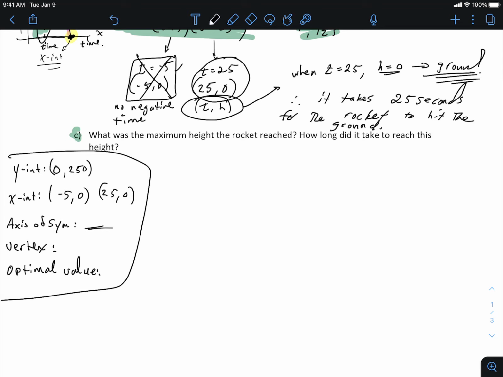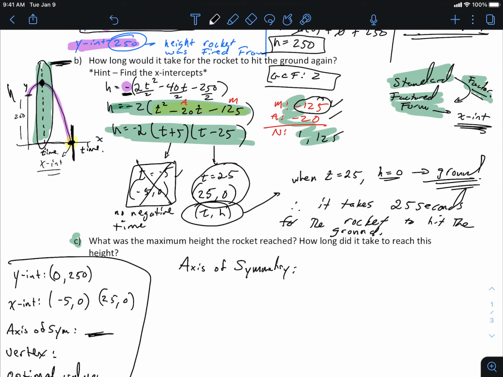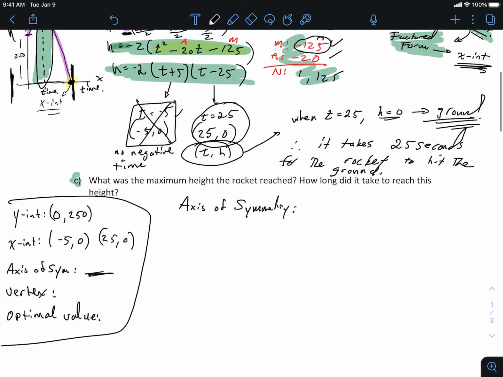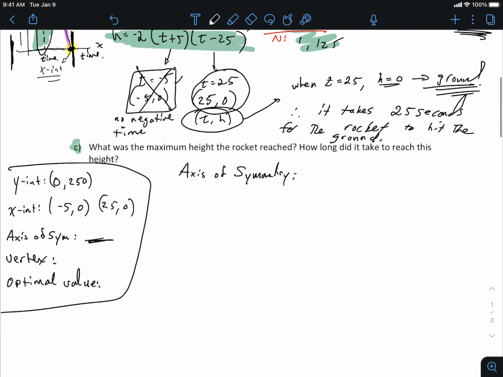I'm after this axis of symmetry. How do I find the axis of symmetry? We found it by looking at the middle of the two x-intercepts, right? We know what the two x-intercepts are. They're just not on a graph. But I told you yesterday how to find them, right?